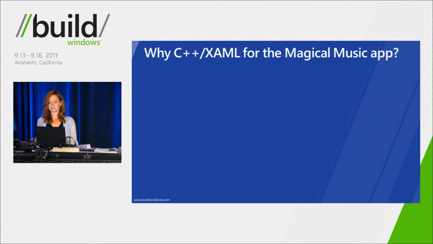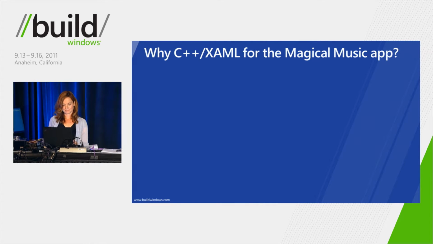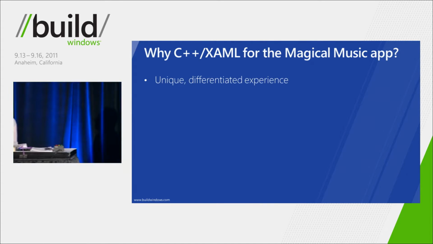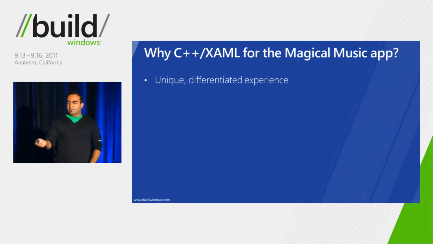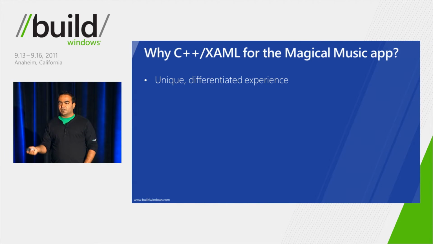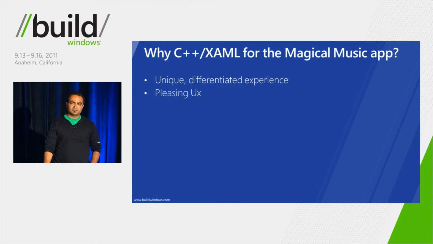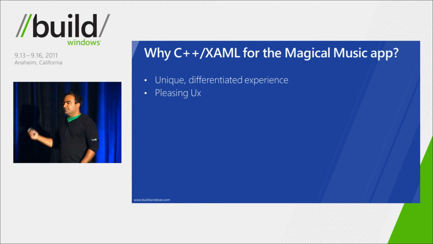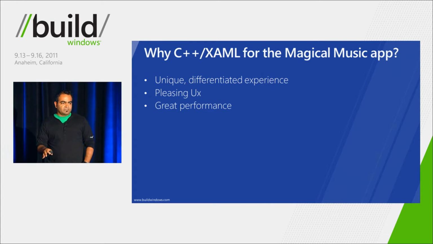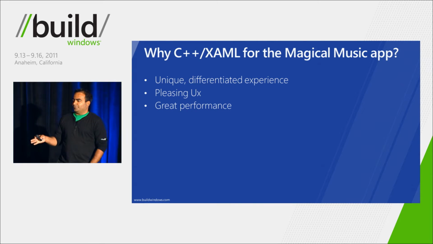It's okay. So why did we use C++ and XAML for this app? In general, if you want to design an app for today's marketplace, users are looking for a unique, differentiated experience. They're looking for a pleasing user experience, in fact. And they want great performance. But they don't want to think that you've thought about performance. They just want performance to be there, right?